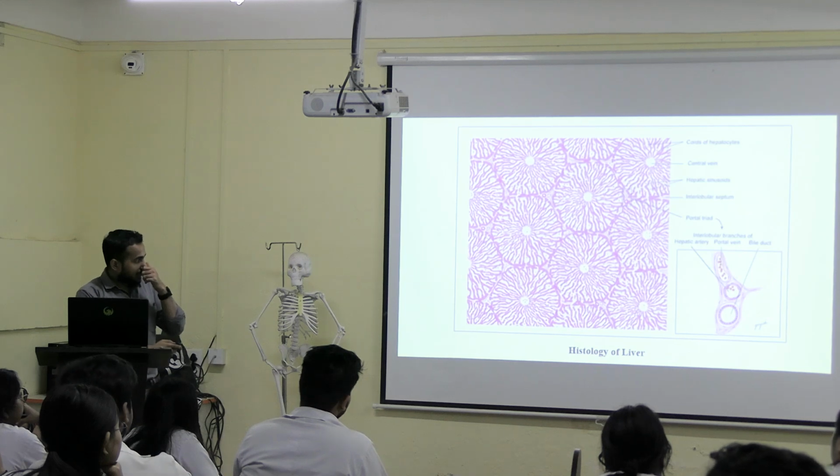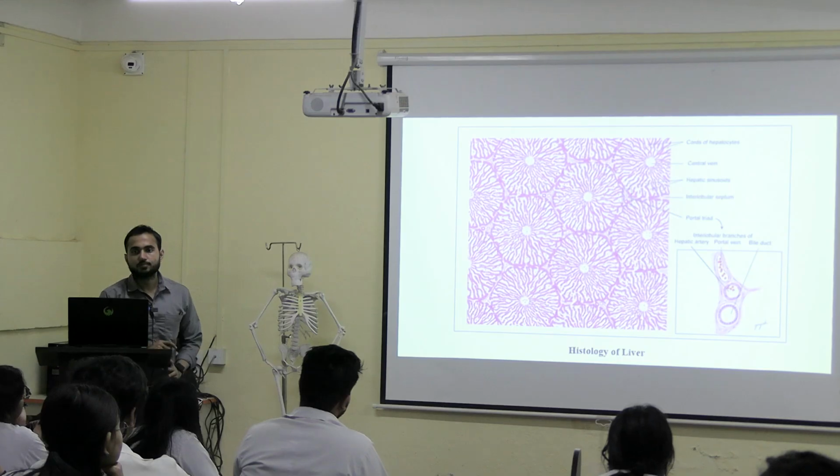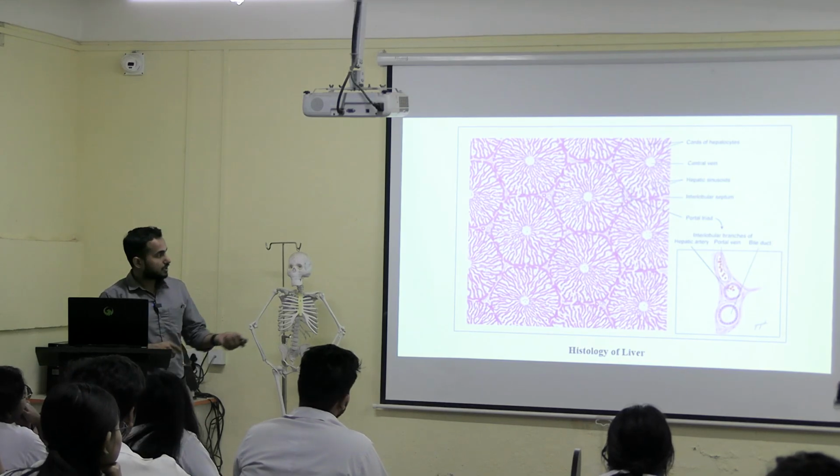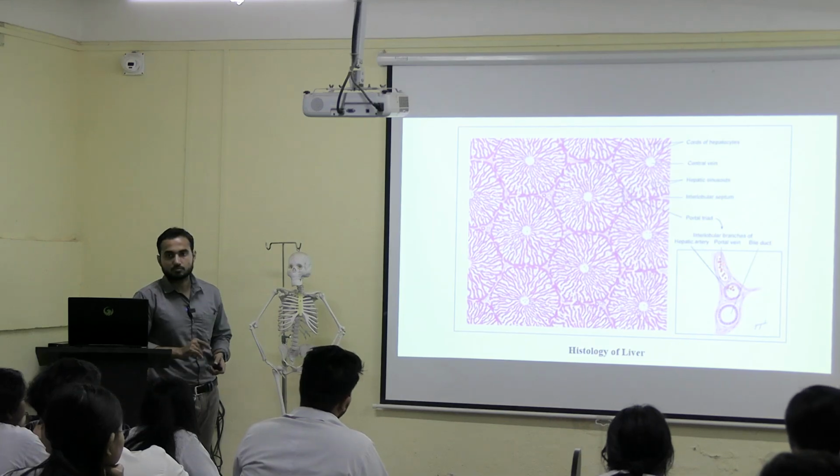Now, can anyone tell me how you will identify or distinguish between the structures of the portal triad? Any idea? Just see the hepatic artery, see the bile duct, and see the portal vein.